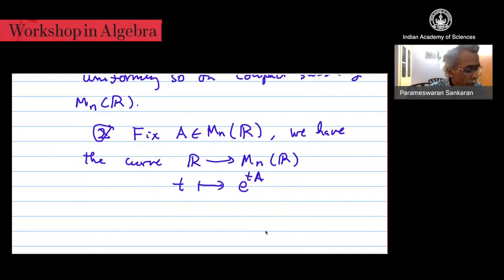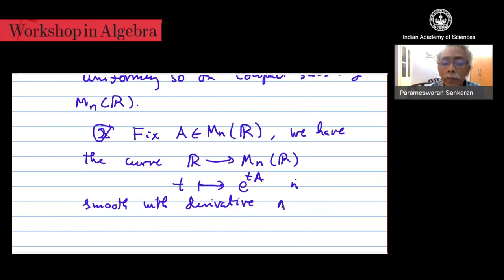So this is a smooth function, with the derivative A times e power tA. That is, in symbols, d by dt of e power tA is equal to A e power tA, at all points. All right.